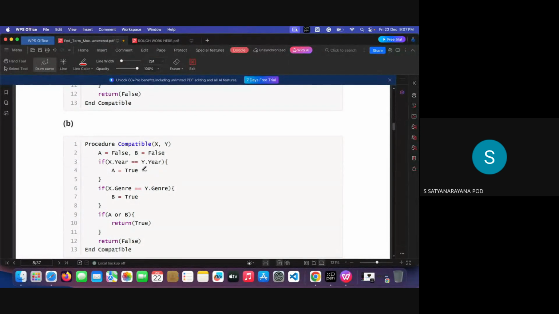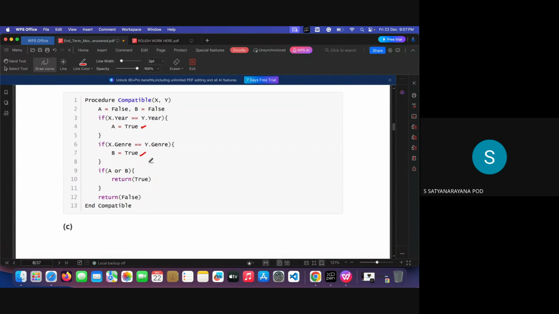Whenever year is same, A is true, and when gender is same, B is true. Look at here, A or B. So there might be a chance A will become true and B will become true. So when A is true and B is true, true or true will return true only. Is it right? True or true returns true only, no?